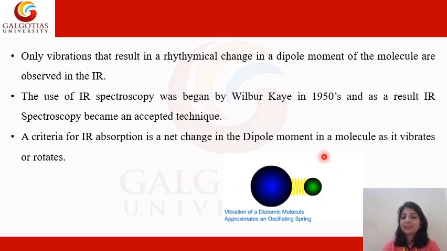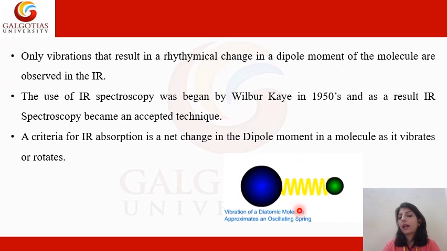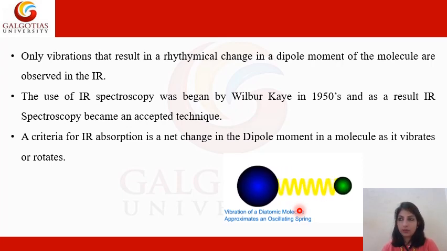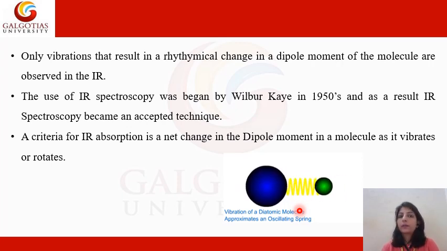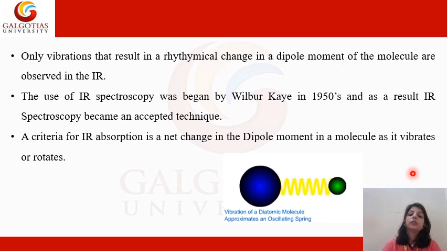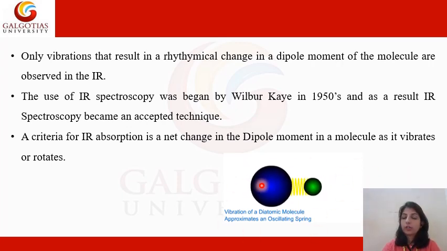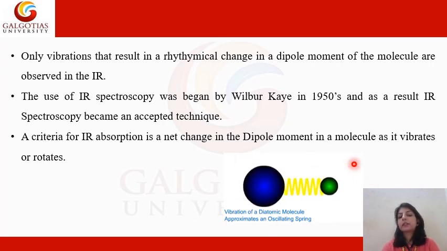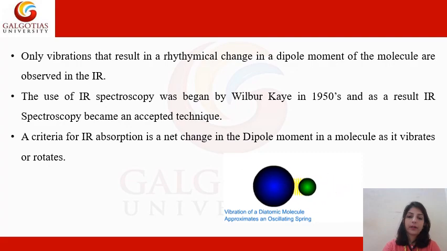So here you can see a particular vibration in a diatomic molecule. So first, a molecule should be diatomic. There should be an electronegativity difference in that particular molecule. Monoatomic or diatomic homonuclear gases like your H2, O2, these are all IR inactive. So if we have a molecule having an electronegativity difference, when this molecule vibrates, there occurs a change in the dipole moment.